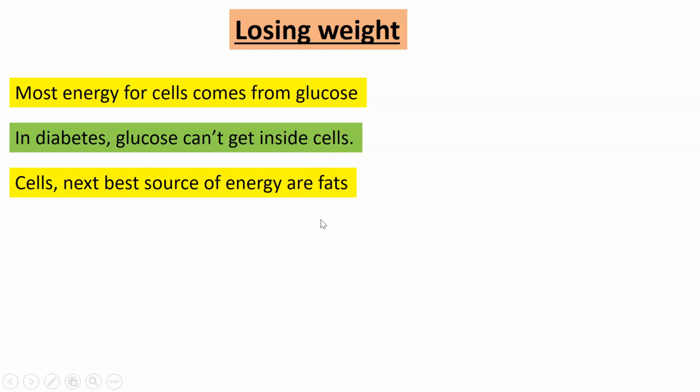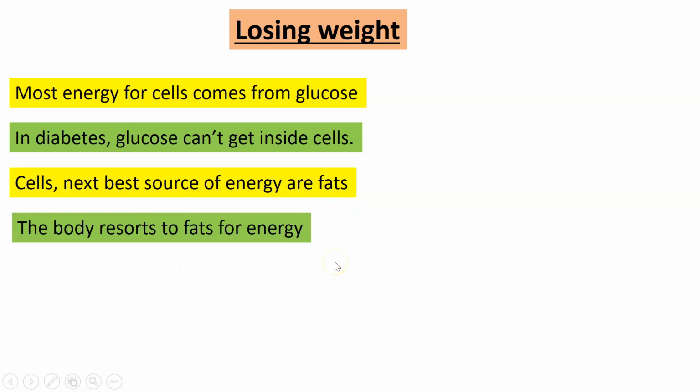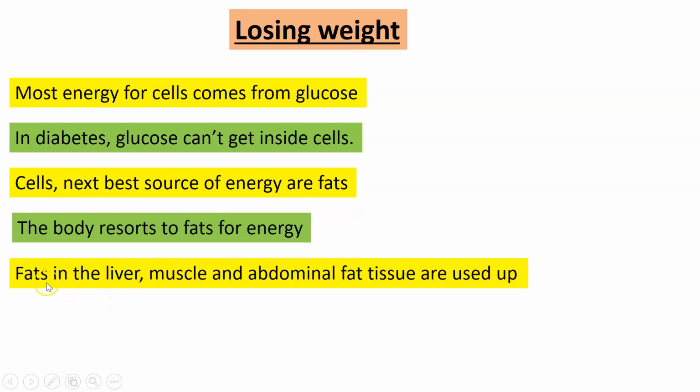So if you want to lose fat around the belly area, it's really about burning all this stored glucose inside the liver and inside the muscle, so that the body resorts to fats much better. The cells can use fats, so the body resorts to fats for energy. Now, fat is stored in the liver, that's one organ where it's stored. In the muscle, it's also stored, but a lot of the excessive amount of fat is stored in the abdomen.